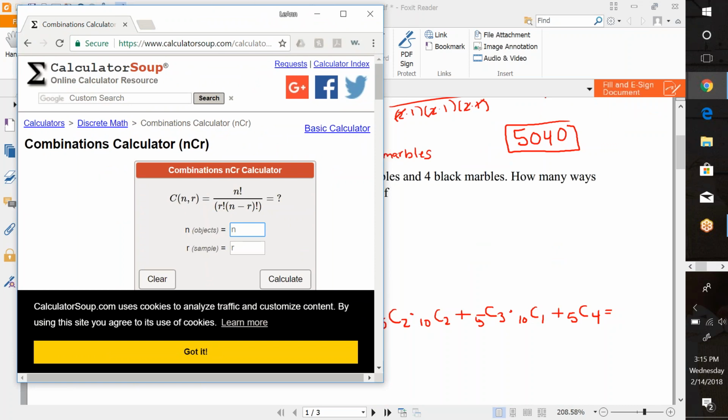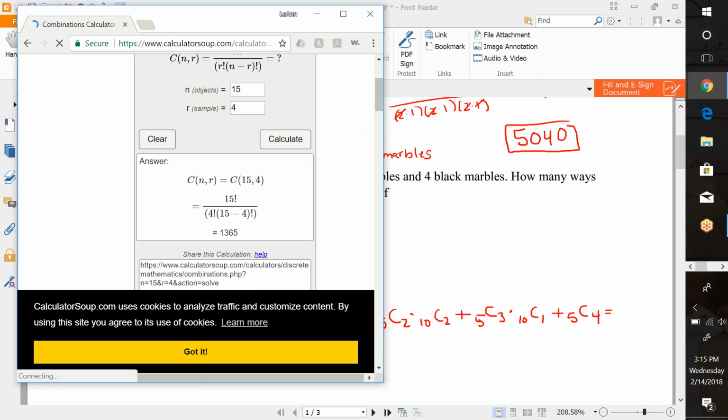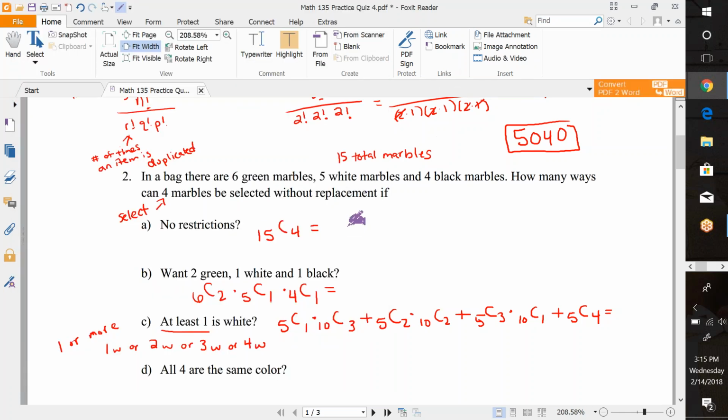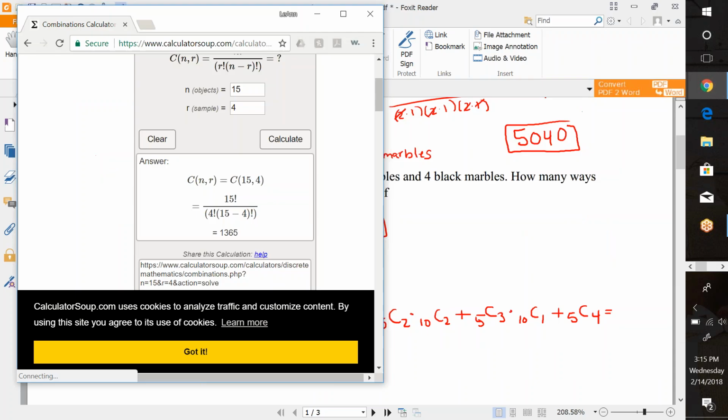So we're going back to the A part, and we're going to be doing 15, choose 4. And we get a total of 1,365. We could do this by hand the long way, but we're not going to. So we've got the second group, we're doing 6, choose 2, times 5, choose 1, times 4, choose 1. Anytime you choose 1, it's just going to be the number. So it's going to be 5 times 4 for that last part, but I'll go ahead and show you that the calculator will also give you that same information.